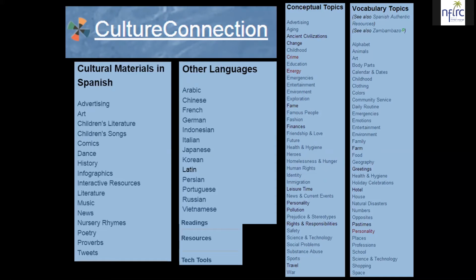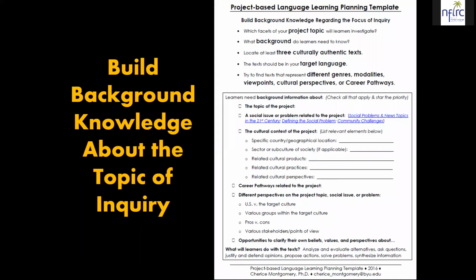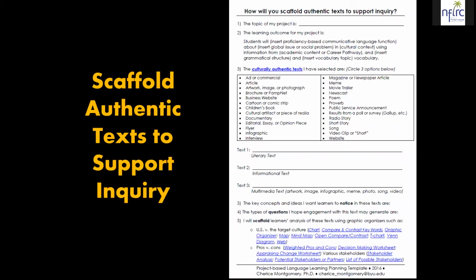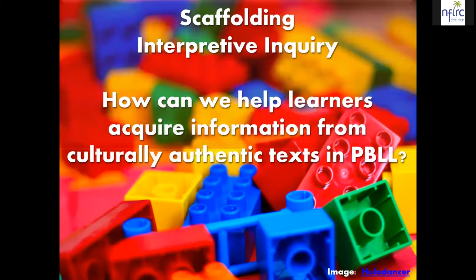I've also put together for you a couple of worksheets that will help guide your thinking as you are trying to determine what kinds of background knowledge my students will need, so that I can figure out then what kinds of texts I need to find in order to facilitate my project. This second worksheet will walk you through, if this is my project topic and this is my learning outcome, then what kinds of texts might I want to use, and how am I going to scaffold those texts? And the links at the bottom are two types of scaffolding that will be particularly useful to you in a project-based language learning context. So we're going to look at some examples of scaffolding now.